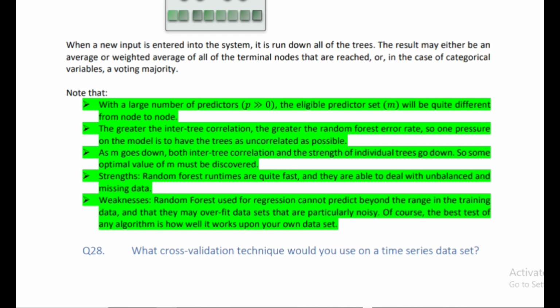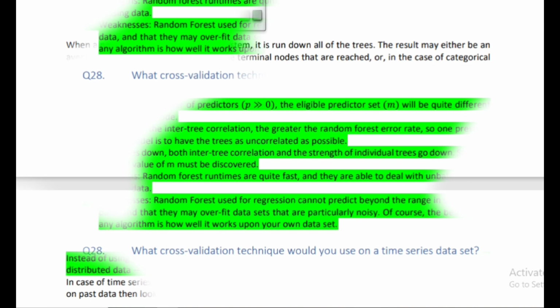Strengths: random forest runtimes are quite fast, and they are able to deal with unbalanced and missing data. Weaknesses: random forest used for regression cannot predict beyond the range in the training data, and they may overfit data sets that are particularly noisy. Of course, the best test of any algorithm is how well it works upon your own data set.